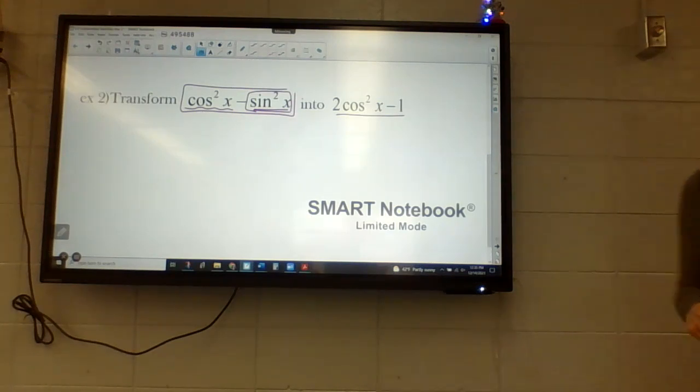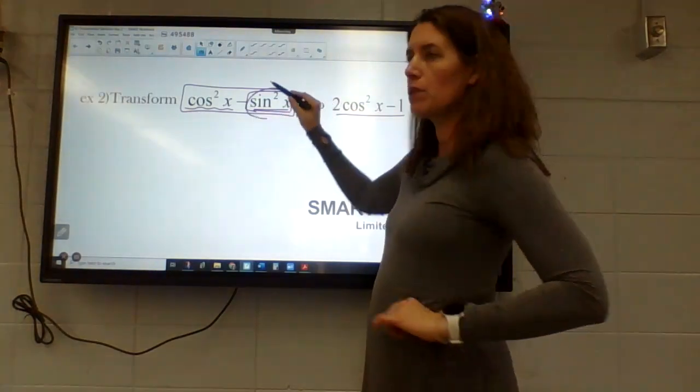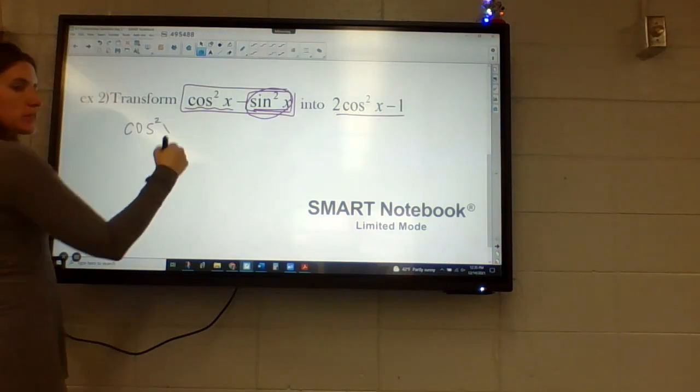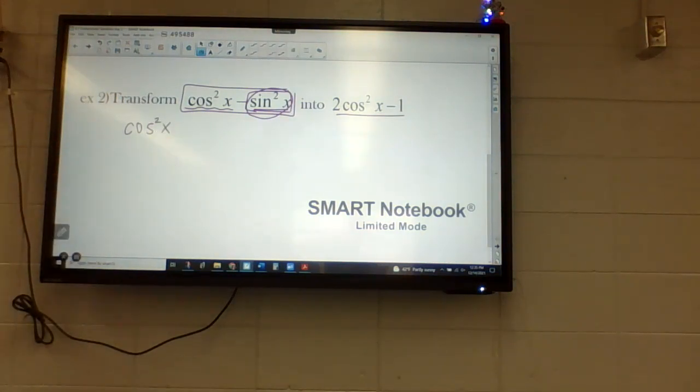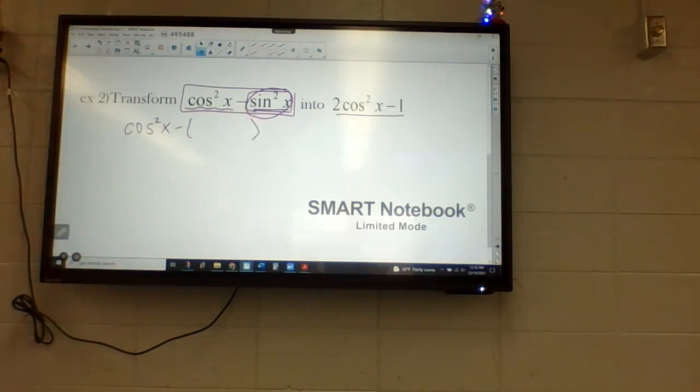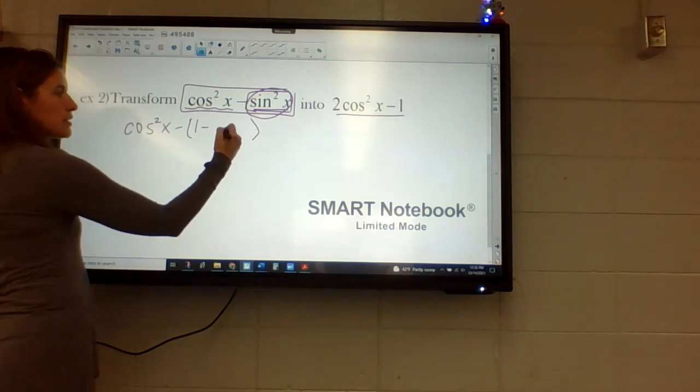It is on the back side, the one that says 1 through 8. How can I write sine squared in a way that uses cosine? Yeah, 1 minus cosine squared will equal sine squared. You see that? So this I can replace with 1 minus cosine squared. Where we got that was from the second one on our sheet on the back side there. So in place of sine squared, I'm going to write 1 minus cosine squared.